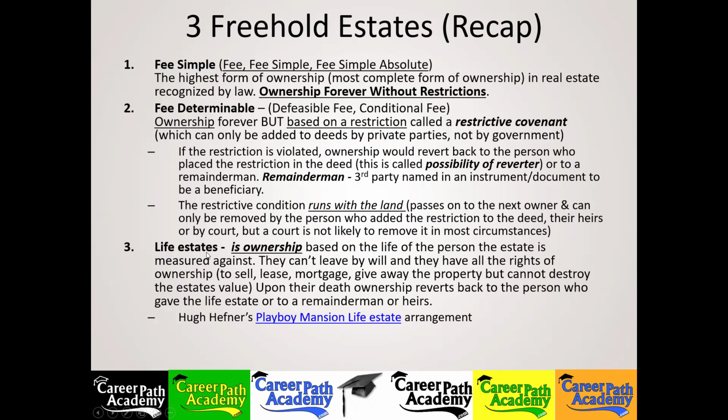Now, a life estate is just what it sounds like. It's ownership as long as you're alive. So a life estate is ownership based on the life of the person the estate is measured against. They can't leave it by will, and they have all the rights of ownership to sell, lease, mortgage, or give away the property. But they can't destroy that estate's value. And upon their death, the ownership would revert back to the person who gave the life estate, or to a remainder man or their heirs.